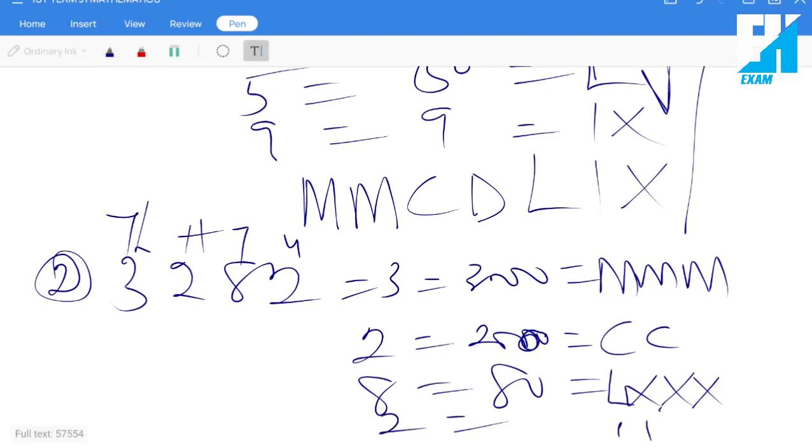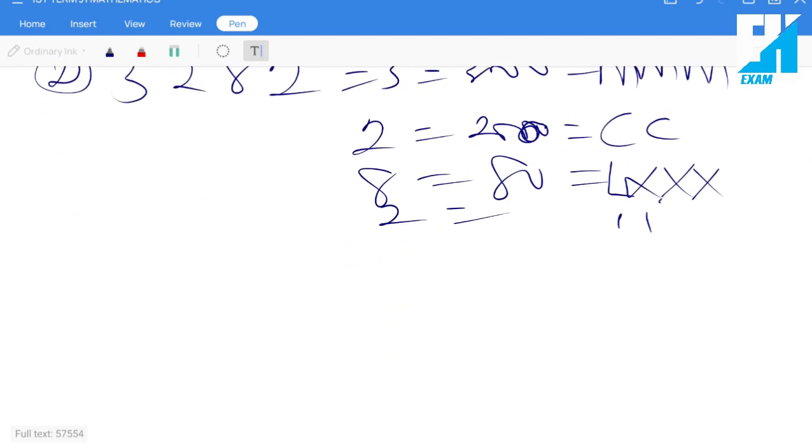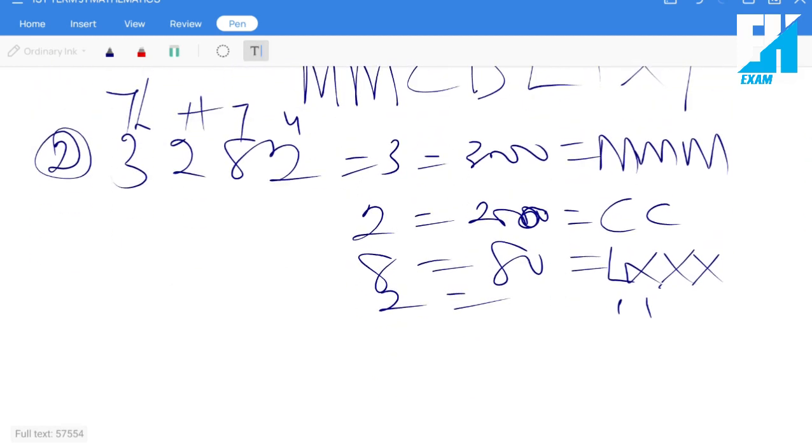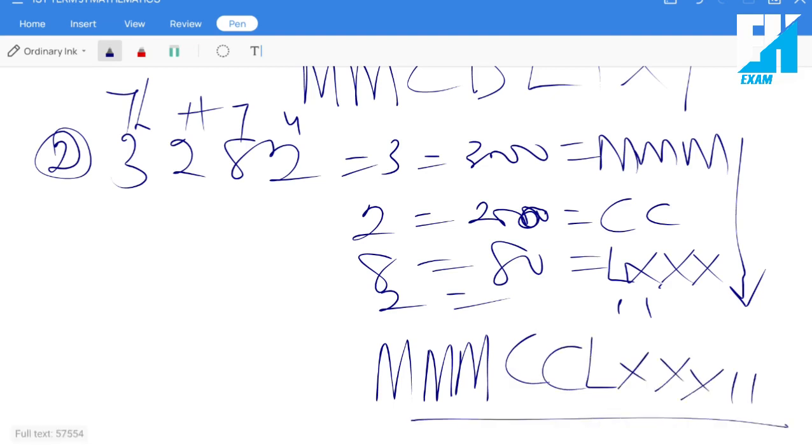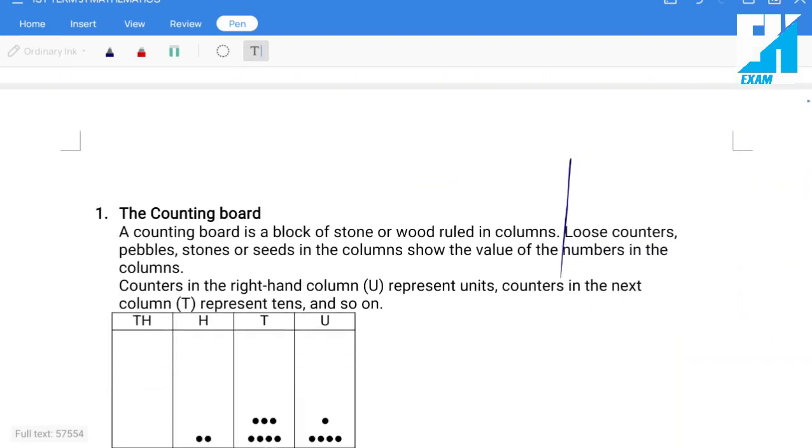And at the end of the day, what is your final answer? Because you just draw everything down. You draw it down. That's going to be MCCLXXXII. That's the final answer. You can check to know if you're actually correct.